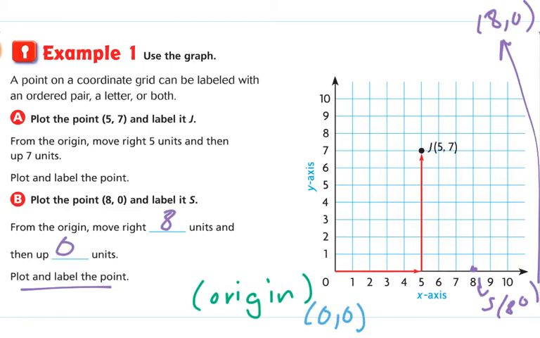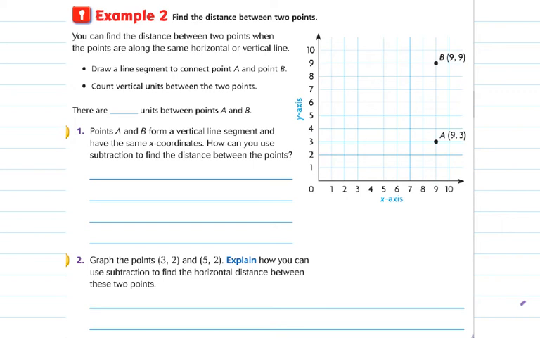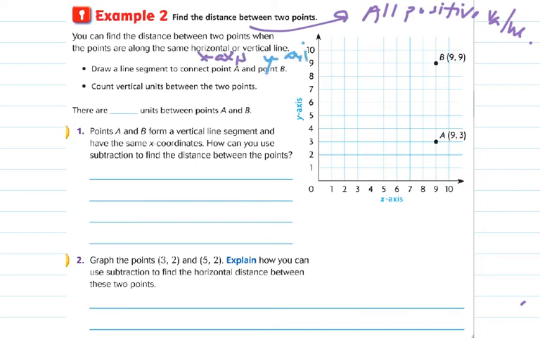Now, boys and girls, we're going to go on to example 2, where it says find the distance between 2 points. Now, distance, boys and girls, is never negative. It's always a positive value. So I'm going to put down always positive value because you can never move a negative amount of distance. So that's something to keep in mind for this problem. You can find the distance between 2 points when the points are along the same horizontal, which again is the x-axis, or vertical, y-axis, line.